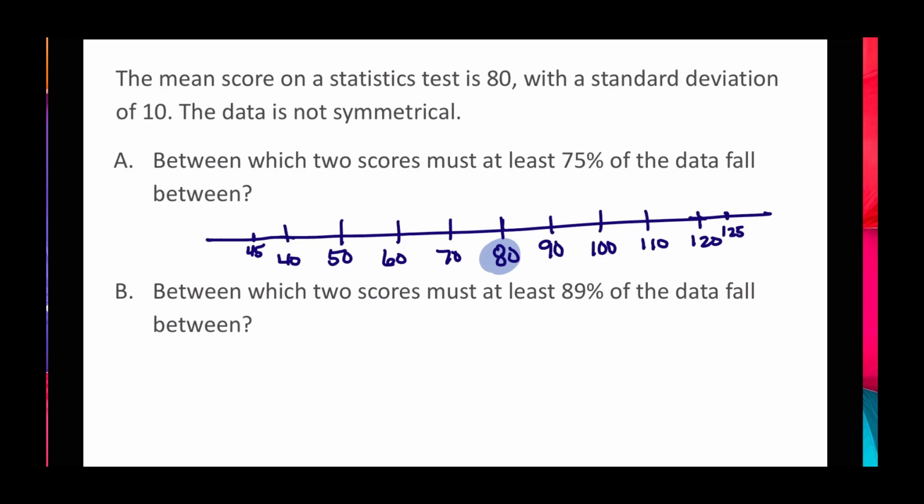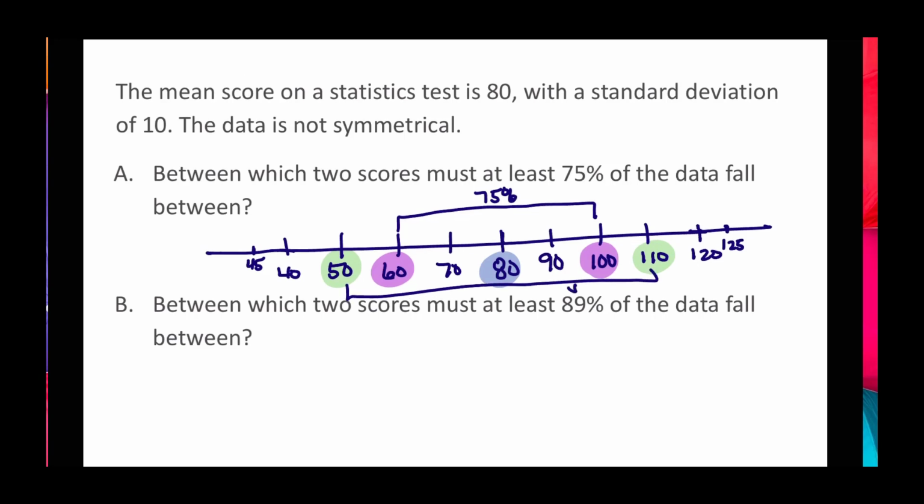So if we were doing this, I would say between 60 and 100 would be your at least 75%, right? Because that went out 2. 89 would be your 50 and your 110. So this is between here and here. That's your 89%. So 75 is between 60 and 100. 89 is between 50 and 110.